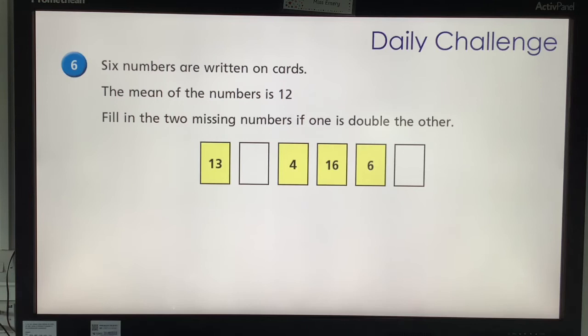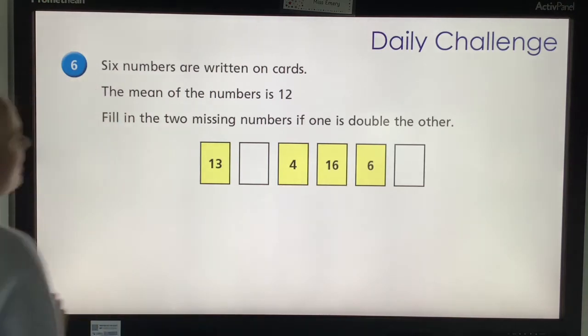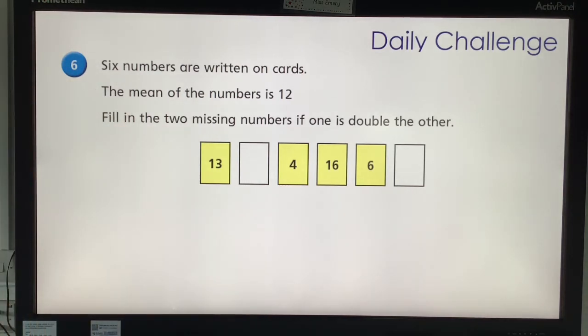So, again, I'm not going to do any examples with you today because the mean, it's not as complicated as some other things. So, here is your question. 6 numbers are written on cards. The mean of the numbers is 12. Remember, that means if I added them all together and divided them by 6, I would get 12. Fill in the 2 missing numbers if one of them is double the other. I like this one.